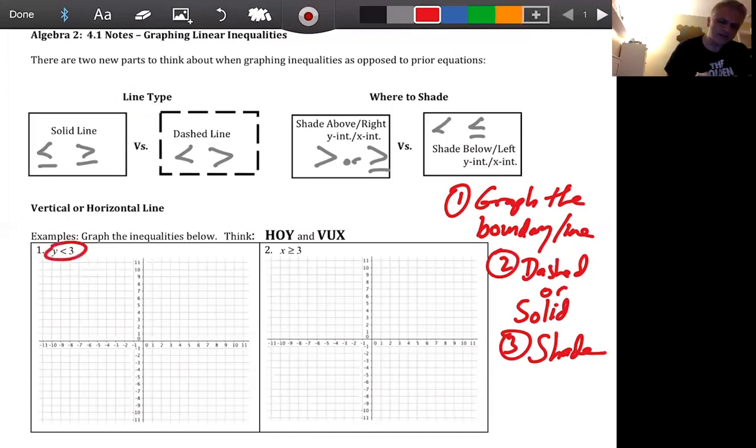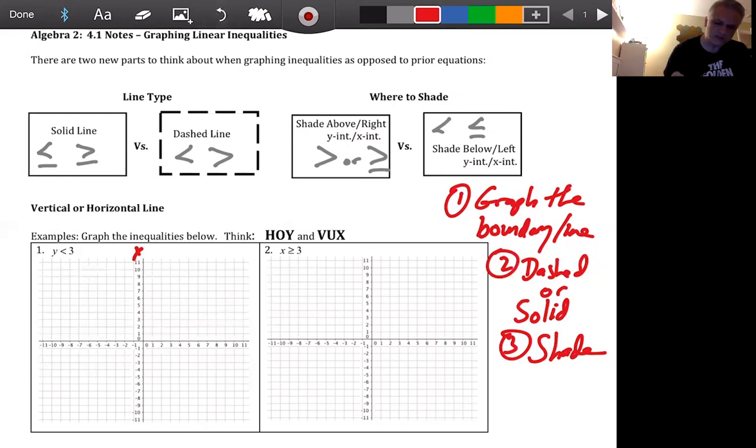So y is less than 3. So I'm going to pretend it says y equals 3. Y equals 3 is a horizontal line. I'm going to go to the y-axis. Here's the y-axis. I'm going to put a dot on 3, because it says the y is going to be 3. And I know that this is going to be a horizontal line.